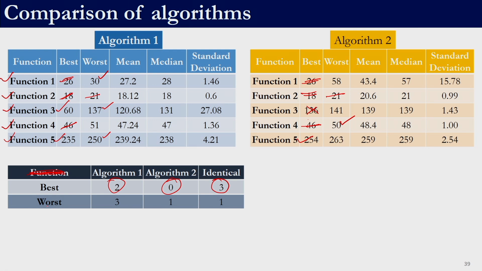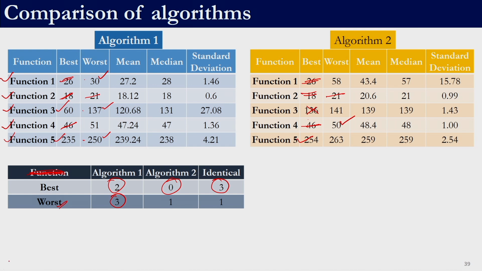So, with respect to the worst, in 3 cases, case 1, case 2 and case 3, algorithm 1 was better than algorithm 2, and in one case they had identical value, because here also for function 2 we have a value of 21, as well as in function 2 for algorithm 2 we also had a value of 21.